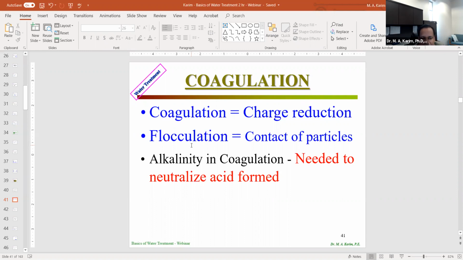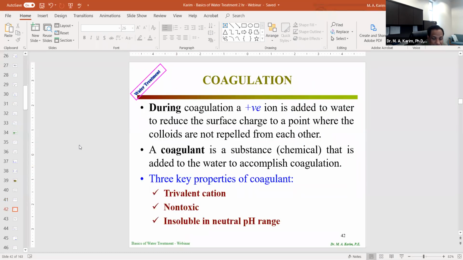Coagulation is the contact of particles. Alkalinity in coagulation is needed to neutralize the acid. So that's the main idea in coagulation. I have a couple of equations that I can show you that will tell us why alkalinity is very important. There are key properties of a coagulant: trivalent cation, as I mentioned, aluminum or ferric, non-toxic, insoluble in neutral pH. Insoluble means that in this case the pH has to go down a little bit. So a certain pH is required to make them soluble and make it aluminum free or ferric free, things like that.